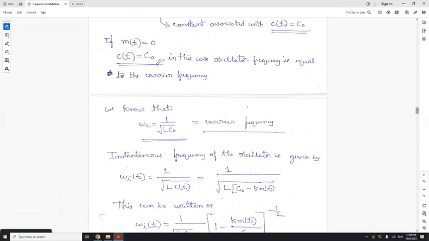Now let us do some small analysis here. It's very simple. Did you come across this formula? This is called the design formula. Omega c is equal to 1 by root L into C naught. Have you come across this formula? Suppose you have an RC circuit, what is the resonant frequency? F is equal to 1 by 2 pi root of LC. Yes or no?